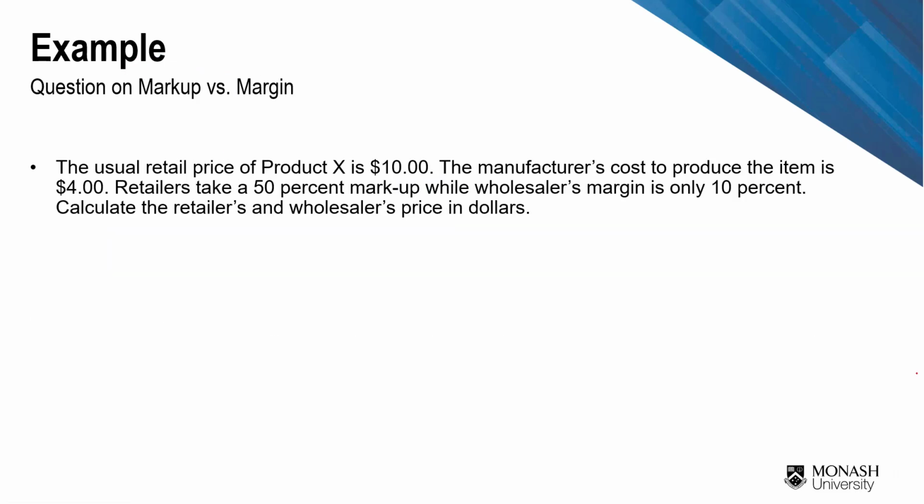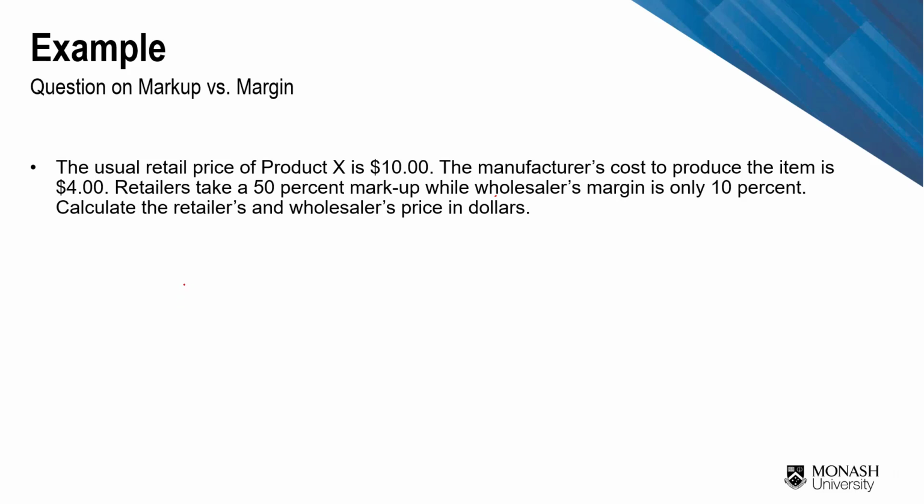Okay, let's take a look at the example right here. The usual retail price of product X is $10. The manufacturer's cost to produce the item is $4. The retailers take a 50% markup while the wholesalers take a 10% margin. Calculate the retailers' and wholesalers' price in dollars. Okay, that's straightforward. Let's take a look at this.